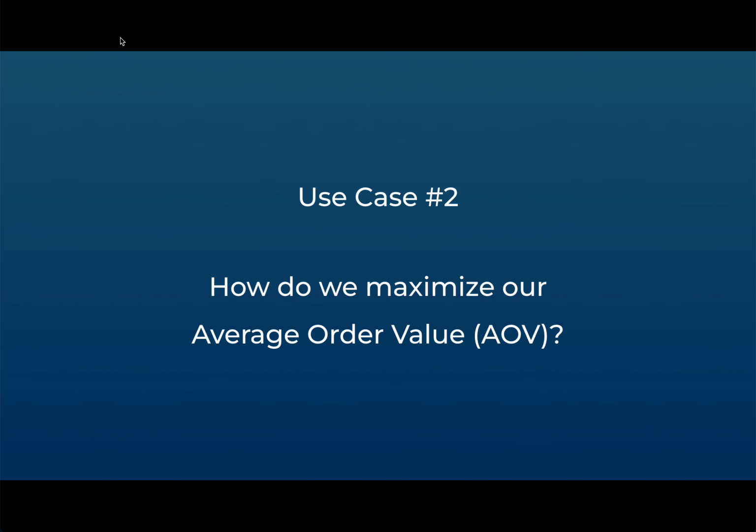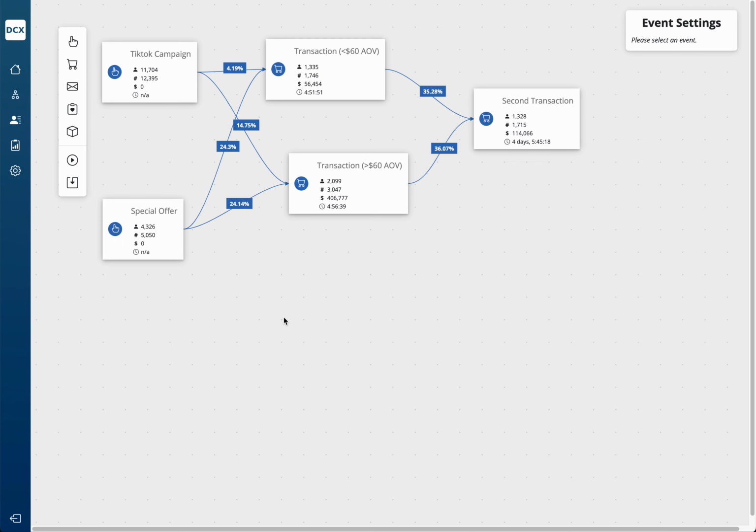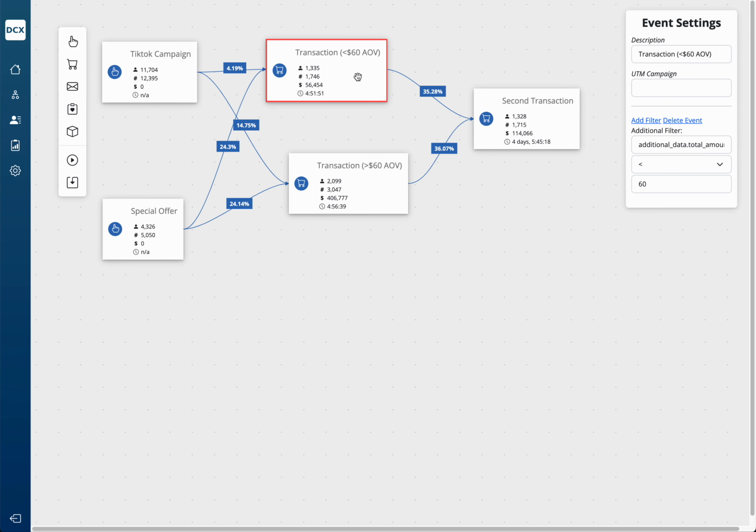In the second example, how do we maximize our average order value? We're looking at 2 different tactics. Suppose we're running a TikTok campaign and also making special offers. What we've done specifically here is built out both of these steps and then filtered our transactions into 2 groups. In this case, looking at transactions that have less than $60 average order value. In this case, transactions that have a greater than $60 average order value. And of course, we could change these numbers as needed.